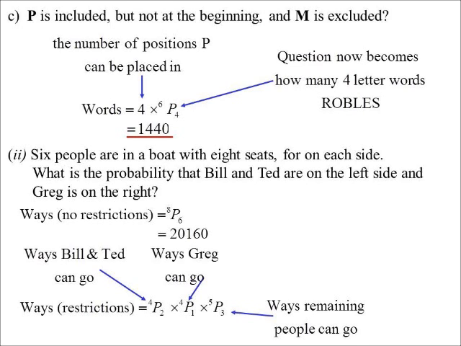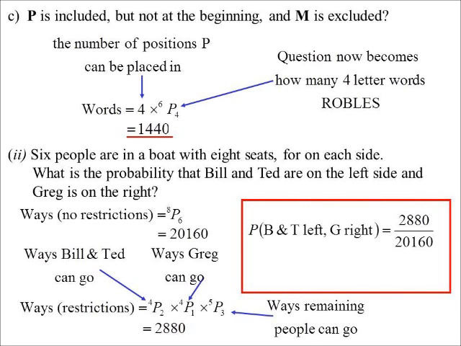So how many seats have we got left? We've used 3. There are 8 all up. I've got 5 seats left. I've got to seat 3 people. So times 5P3. So there are 2,880 ways of doing it. Well, the question is, what was the probability? So 2,880 over 20,160, a 1 in 7 chance of it happening. A 1 in 7 chance.